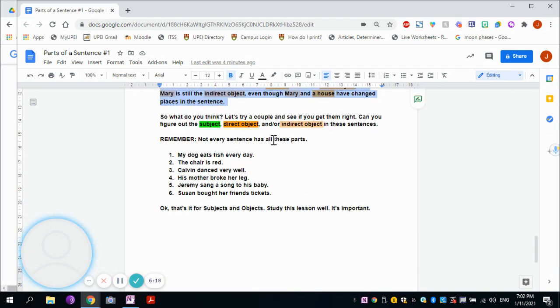So, what do you think? Let's try a couple and see if you can get them right. Can you figure out the subject, direct object, and or indirect object in these sentences? Remember, not every sentence has all these parts.